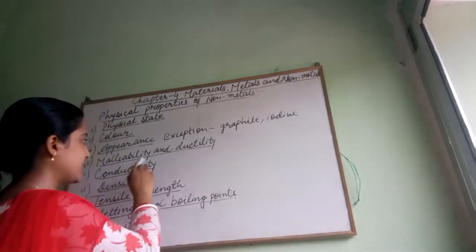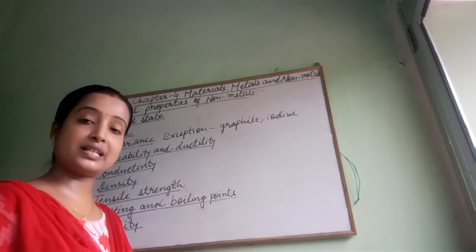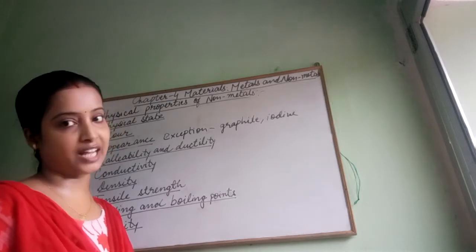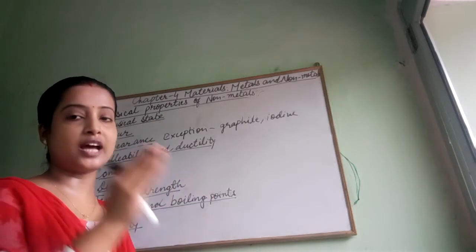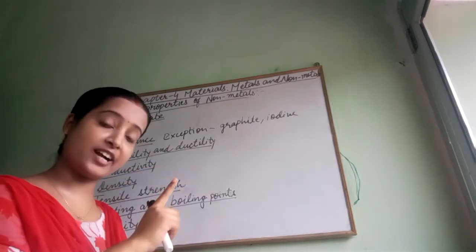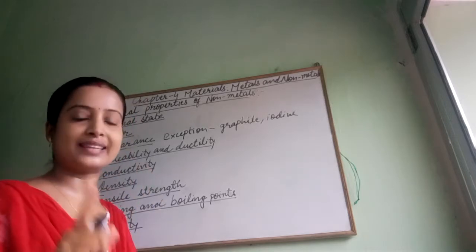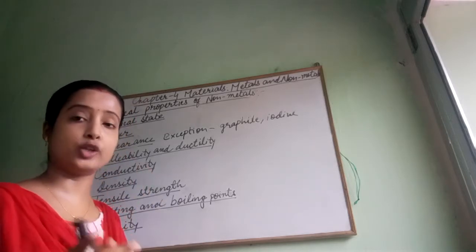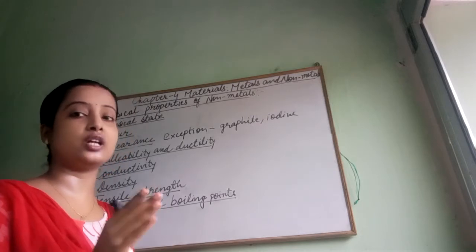Now comes malleability and ductility. What we have studied in metals is that metals are malleable and ductile. That means they can be hammered into thin sheets and can also be drawn into thin wires. But on the other hand, non-metals are non-malleable and non-ductile. That means they cannot be hammered into thin sheets, and they cannot be drawn into thin wires.